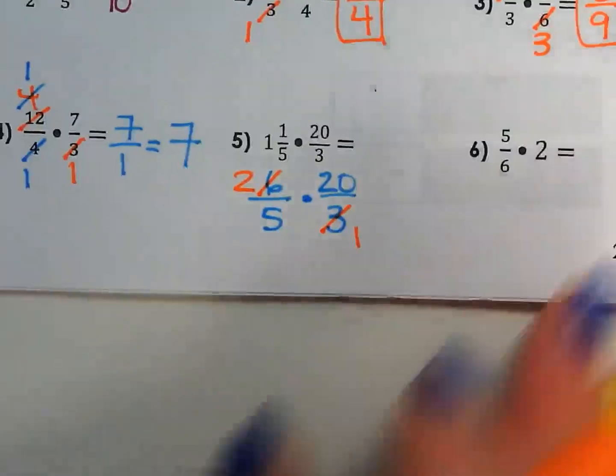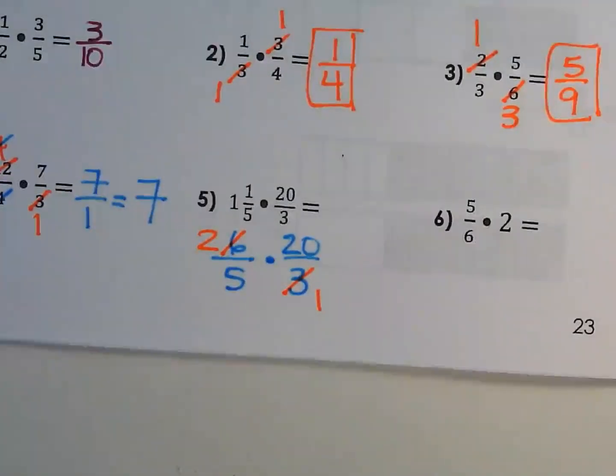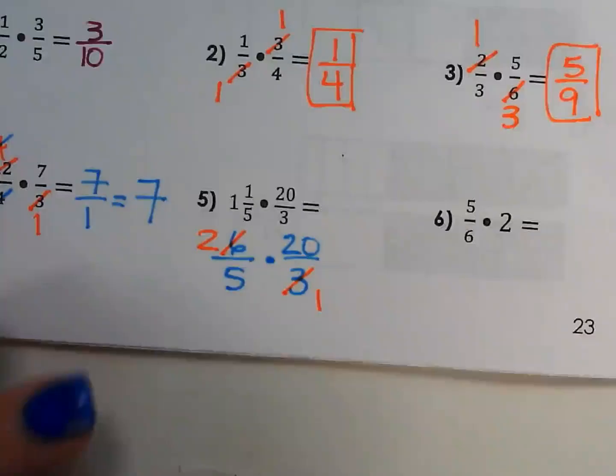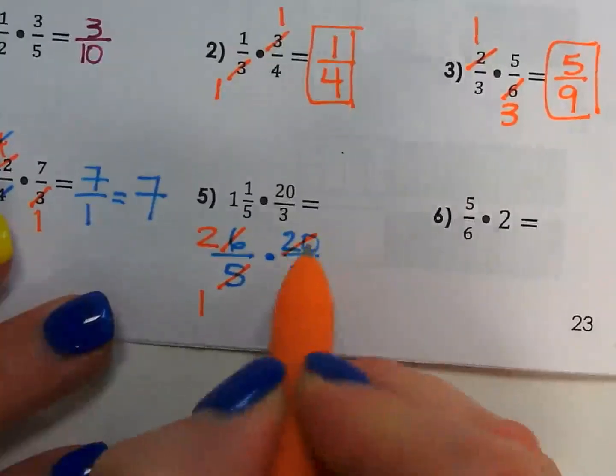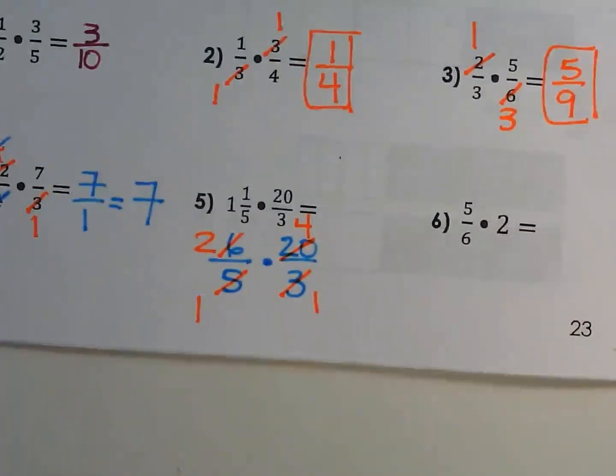All right. Any other common factors, top to bottom? Matthew? 5 and 20. 5 and 20, what do they share? 5. Okay, when you divide by 5, you get? 1. And you divide by 5, you get? 4. Any other common factors, top to bottom?